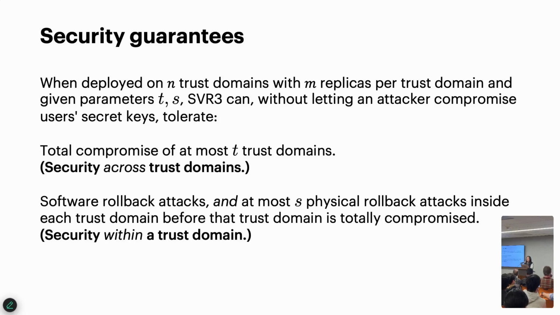Although we can tolerate a trust domain being totally compromised, we are also trying to make it harder to compromise a given trust domain. So in the deployment that we have, n is 3: Azure, Google, and AWS. m is 7, so we're running clusters of 7 servers on each cloud. T is 2, so you could compromise at most 2 of each cloud provider. And S is 2, so within a cloud, you can physically roll back 2 of the machines in the cluster.